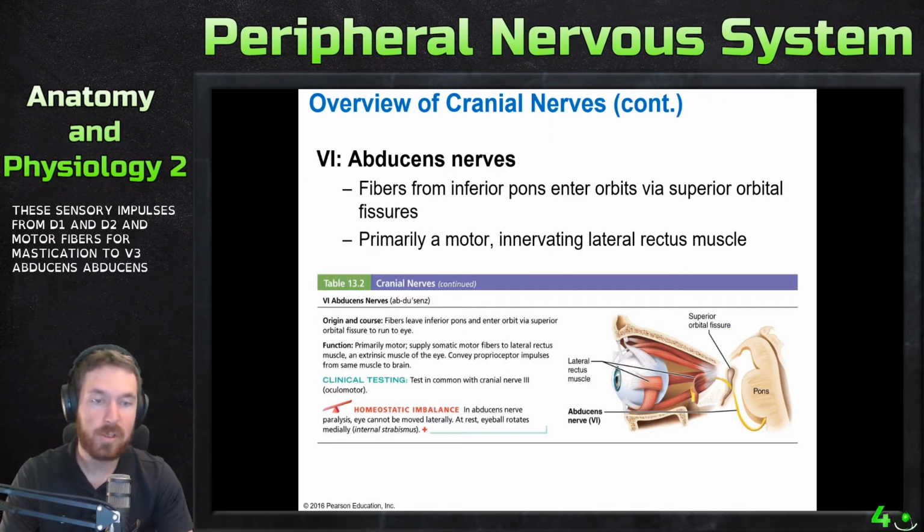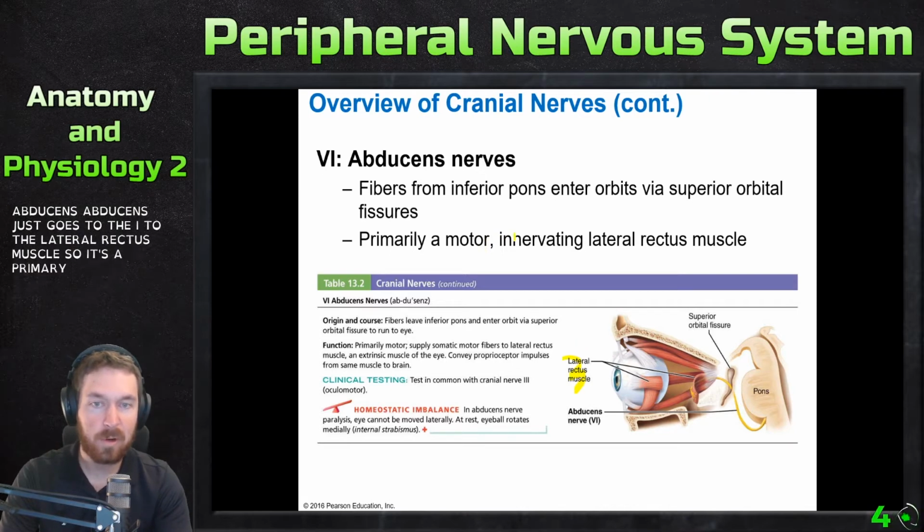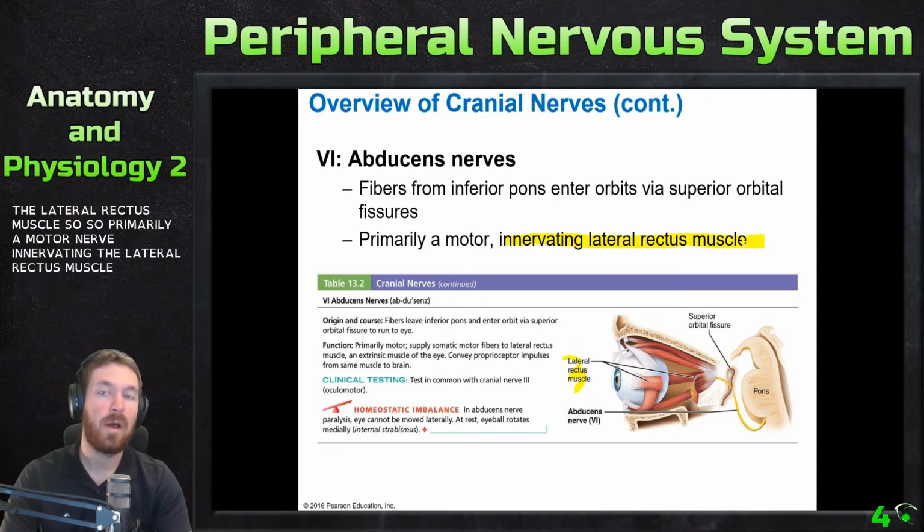Abducens just goes to the eye, to the lateral rectus muscle. So it's primarily a motor nerve innervating the lateral rectus muscle of the eye.